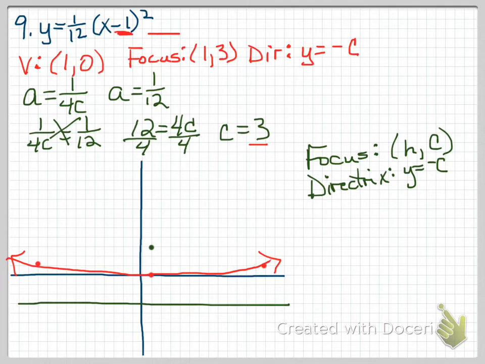All right, now let me fix that over here. And we will fix this. So my directrix is equal to -3. There we go. So we have a vertex at 1, 0. We have a focus at 1, 3. We have a directrix at y equals -3. And our graph looks like this down here at the bottom. All right. Sorry I got that mixed up on the directrix a while ago. All right. Next problem.